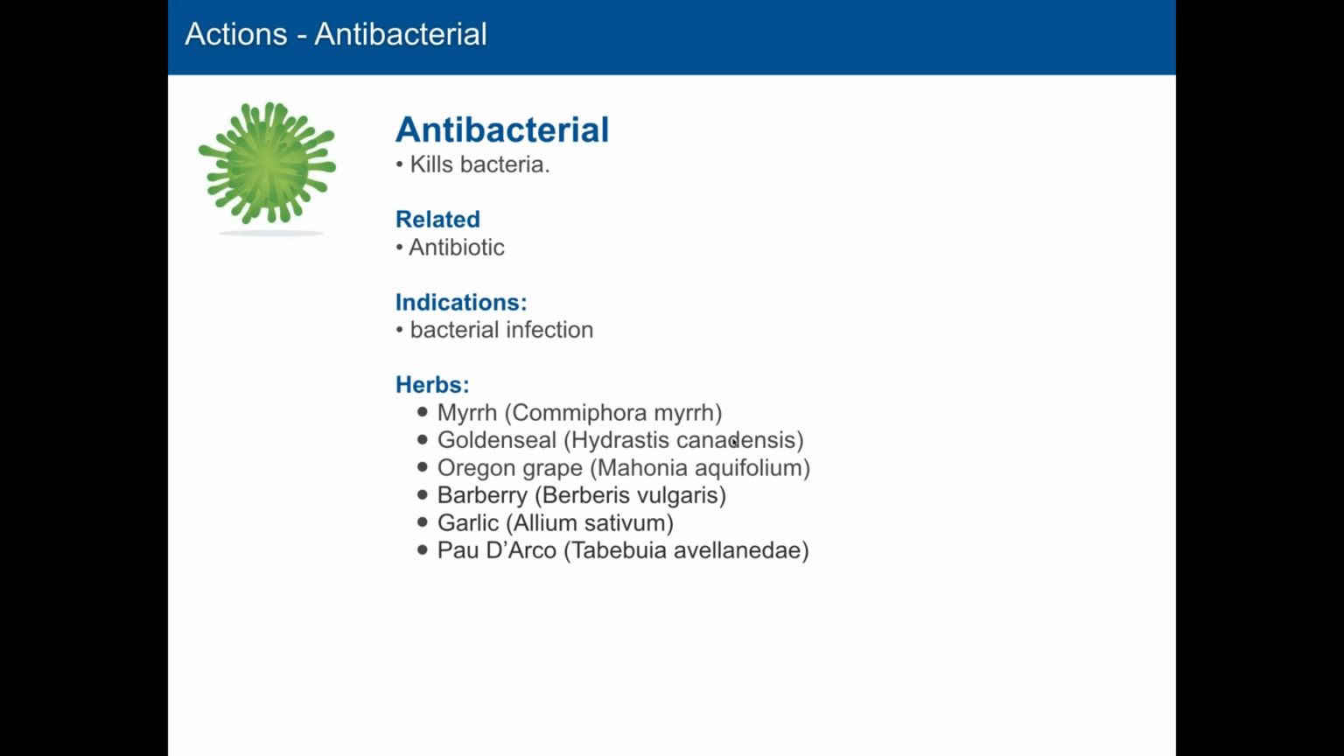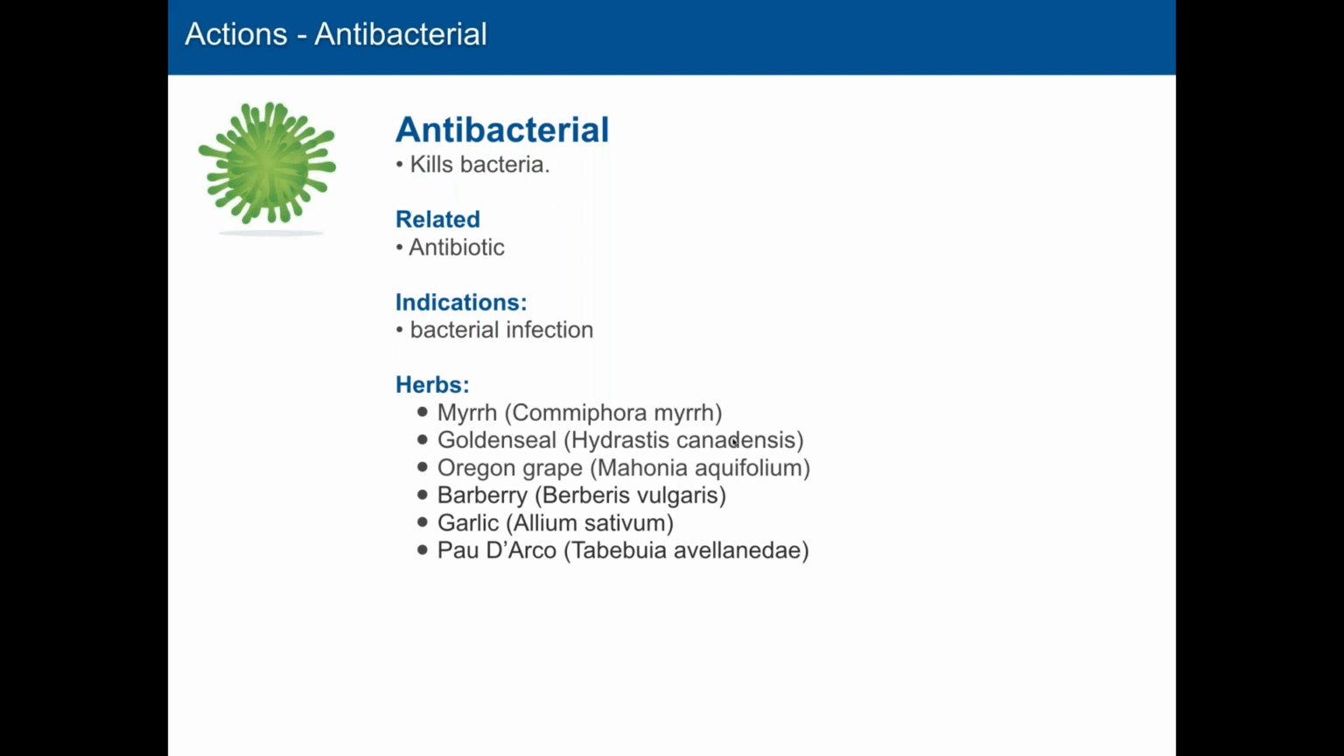properties. Myrrh contains a certain group of sesquiterpene compounds that may be responsible for the antimicrobial effect. There's some essential oils in that as well. Goldenseal contains the isoquinoline alkaloids, like Oregon grape and barberry. They all kind of work by the same mechanism. They seem to have a broad spectrum effect, including an antibacterial one. Garlic also has a bunch of sulfur compounds that have an effect.